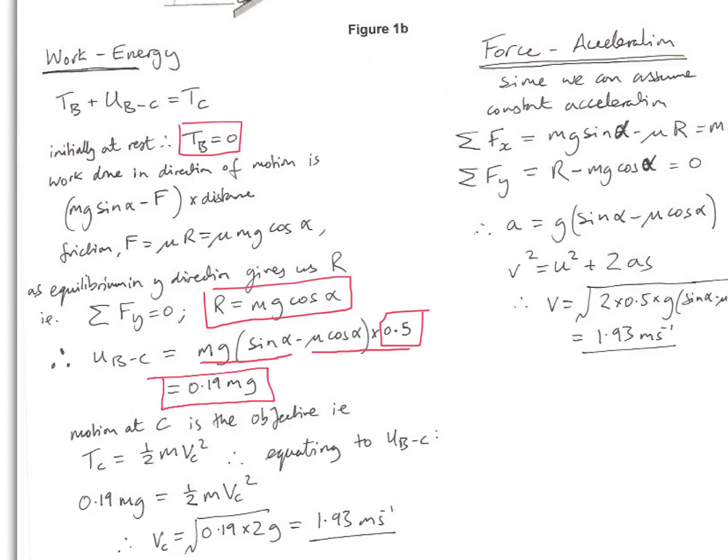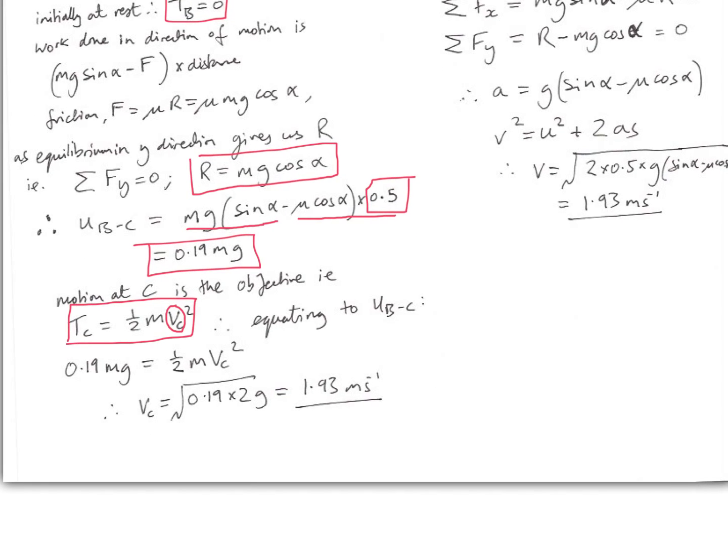This is equated to the final kinetic energy, which includes the unknown Vc, which is what you're looking to solve for to begin with. If you equate all of them, then you can manipulate these expressions to get the answer, 1.93 meters a second.